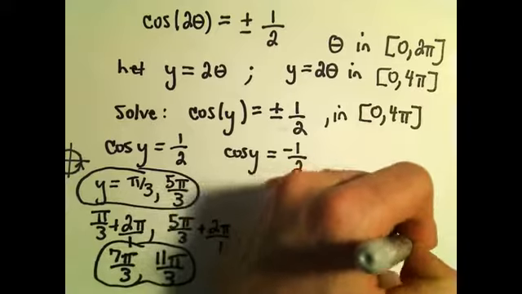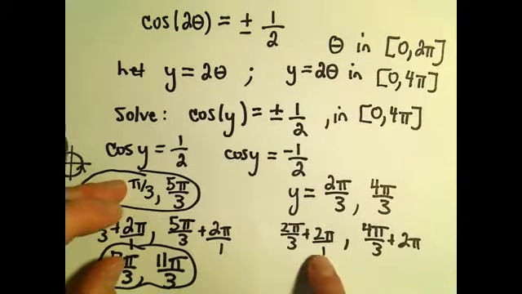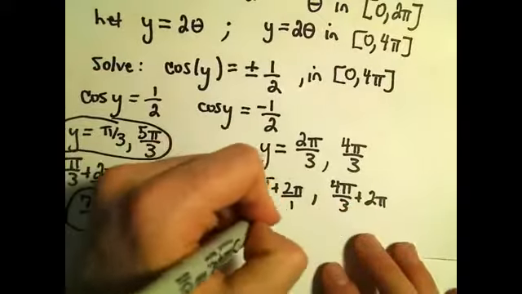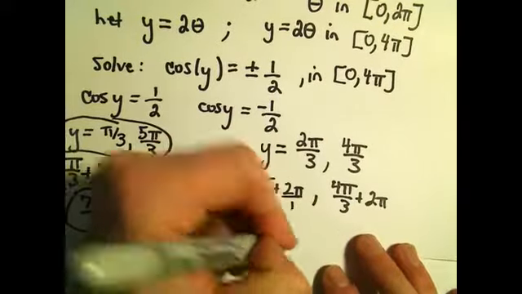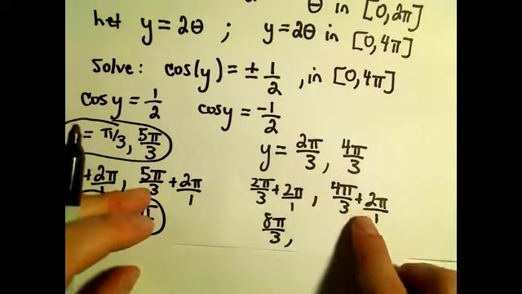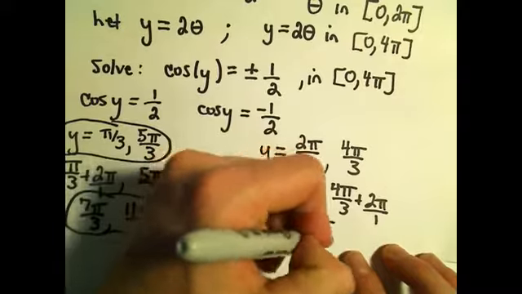So I'm going to add 2 pi to each of these. And again, if we get common denominators, you could multiply top and bottom by 3. That would give 6 pi over 3. So we would get 8 pi over 3. And likewise, if we add 6 pi over 3 to 4 pi over 3, we'll get 10 pi over 3.